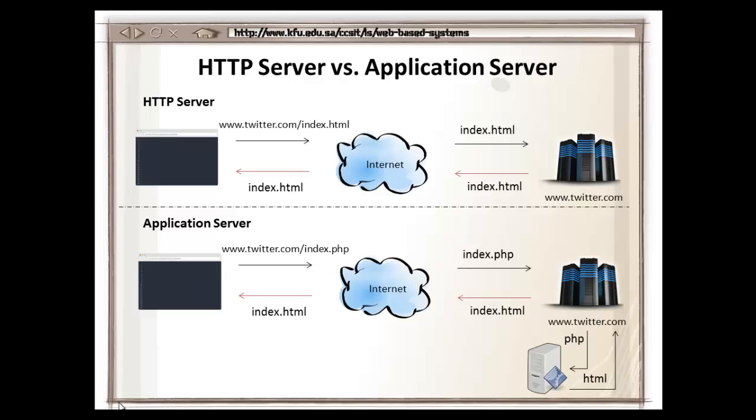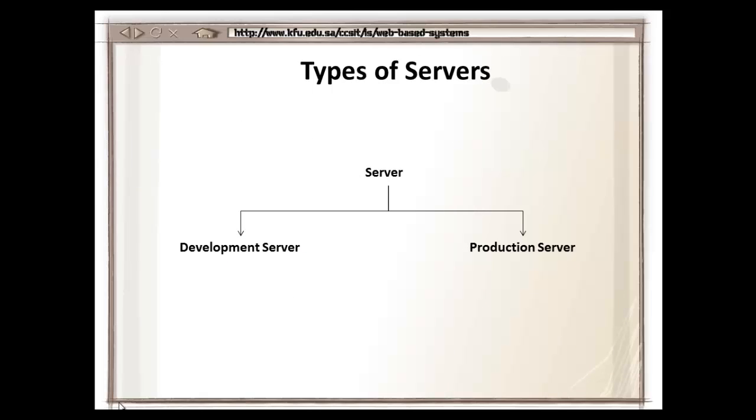Now that we know about what an application server is and why it is important for writing server-side scripting programs, let's see what are the different types of servers we have. There are two types of servers. We have a development server and we have a production server. Let's see what is the difference between these two. Let's first take an example of a production server.